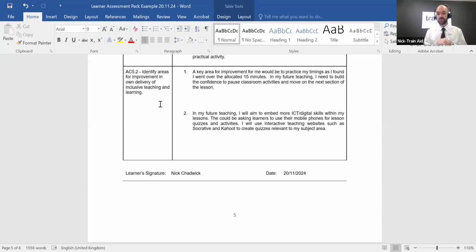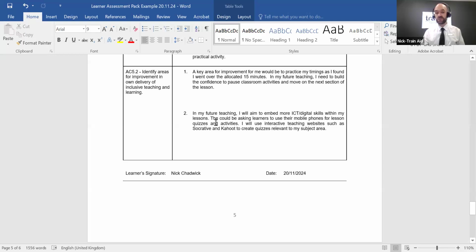For my micro teach, I have just highlighted that I went over slightly on timings. In my future teaching, I will build the confidence to pause lessons and to move activities on. I need to be a bit more concise with my teaching and delivery here. So, that's fine to do.